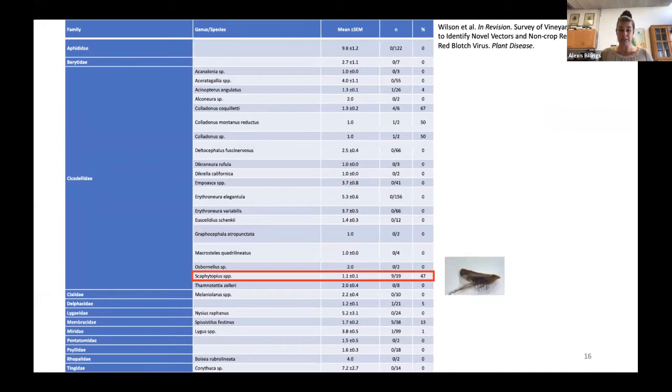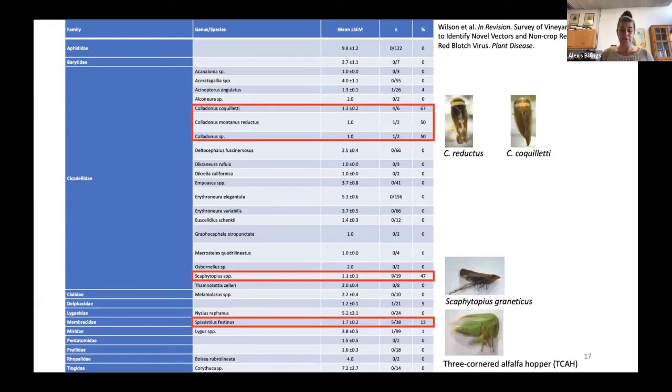Next on the list is Scaphotopia species. 19 were found and 9 tested positive for a 47% infection rate. This is a pretty high infection rate, and Scaphotopia is moderately common in the vineyards, according to this survey. So from this list, there are 4 leafhopper species that stand out as potential vectors because they're able to acquire the virus. Now, it should be noted here that we do not know where they hold the virus. We use the whole insect to test for red blotch virus, so it could be in the mouth parts or it could be in the digestive tract.